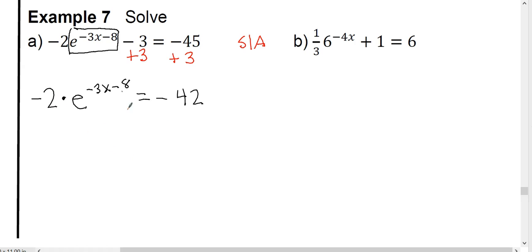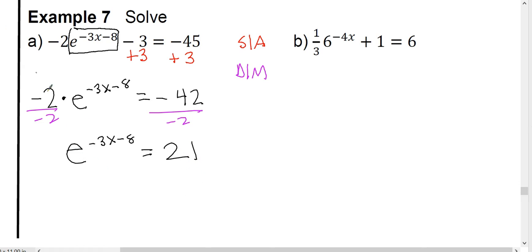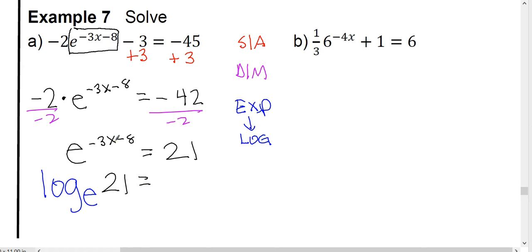And then from here, we divide by negative 2. Dividing both sides by negative 2. So we divide or multiply next. So divide by negative 2. e to the negative 3x minus 8 equals 21. So once we have the base isolated, this is where we convert exponential to log form. So I know it's exponential because it gives me an exponent. I want to write it as a log. So log e would be my base. 21 becomes the argument. That's what I take the log of. And the exponent is what goes to the other side. So I get negative 3x minus 8.